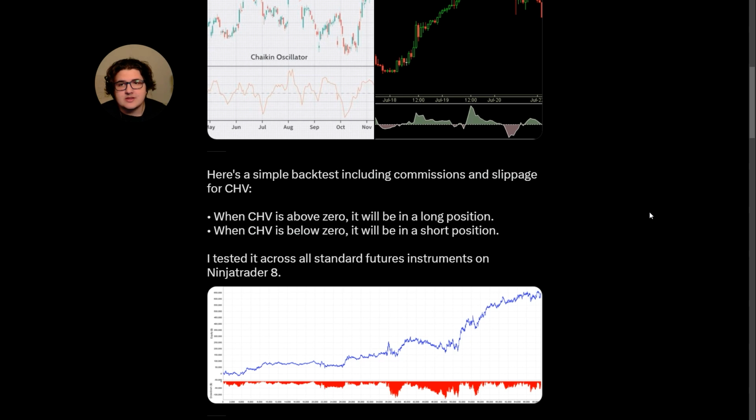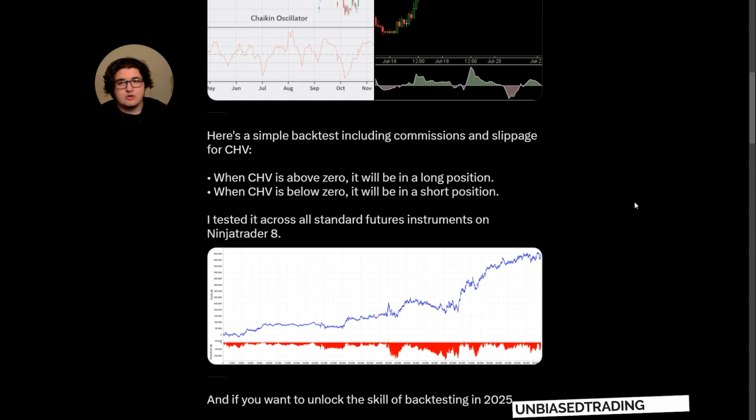Now, here's a simple backtest. I made sure to include commissions and slippage that were quite realistic. We were testing over a couple of different futures instruments, so they had different slippage on each individual one. However, for commissions, it was a standard rate. I applied the Ninja Trader monthly rate, which I believe is like $2.50 per contract, so it would be a $5 round trip.